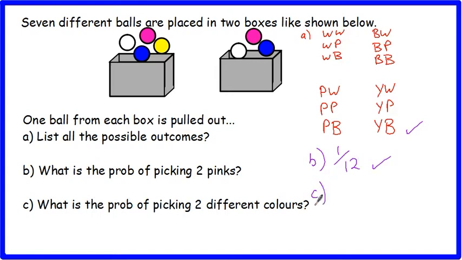And C, what is the probability of picking 2 different colors? Let me highlight this. 2 different colors. So I should have left blue, blue, pink, pink. So 9 out of 12.